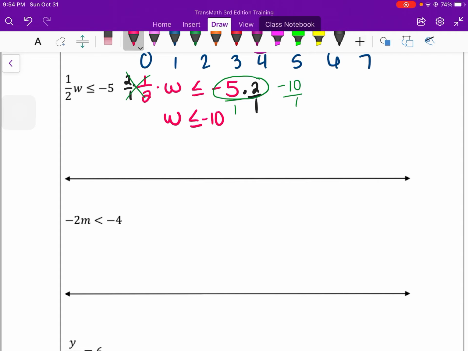We did not multiply by a negative. We can keep our sign the same. Our answer is W is less than or equal to negative 10.